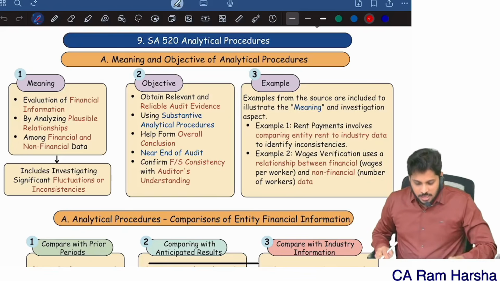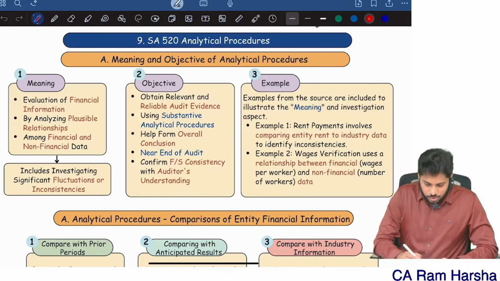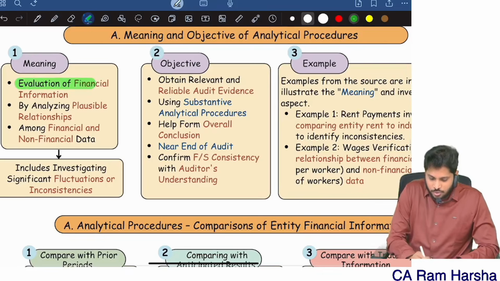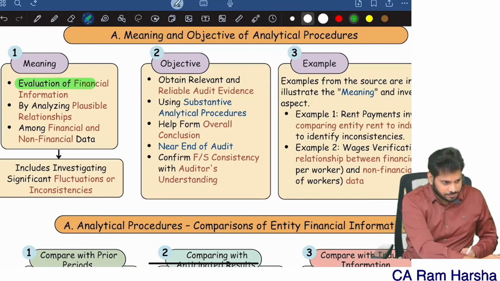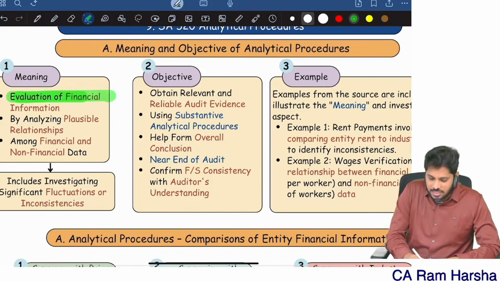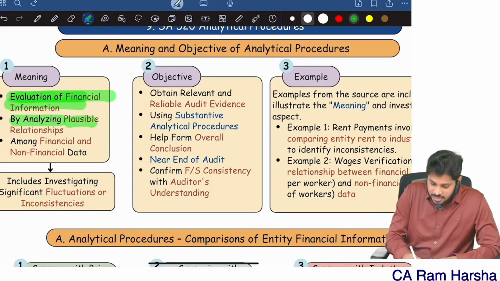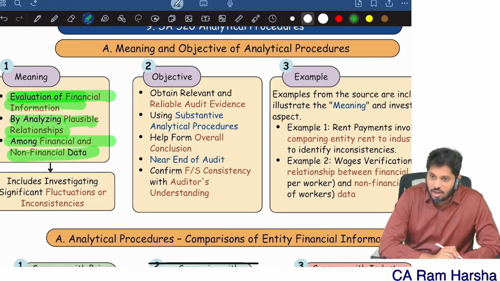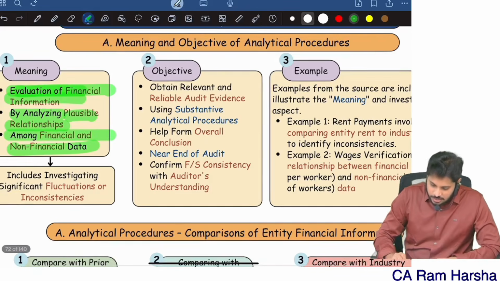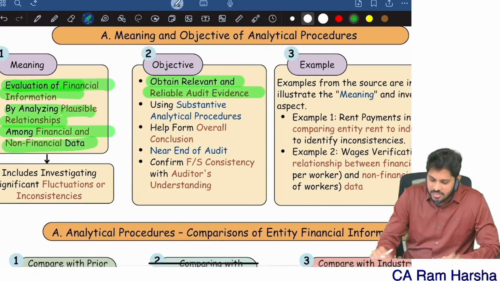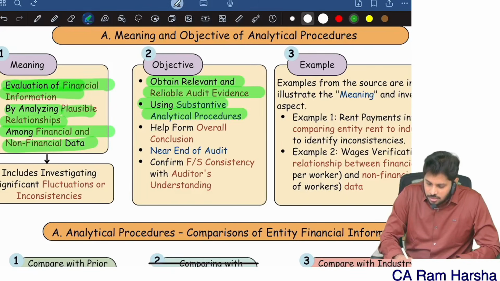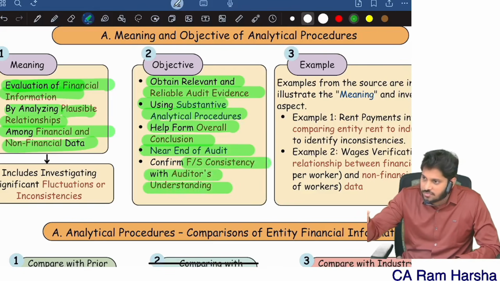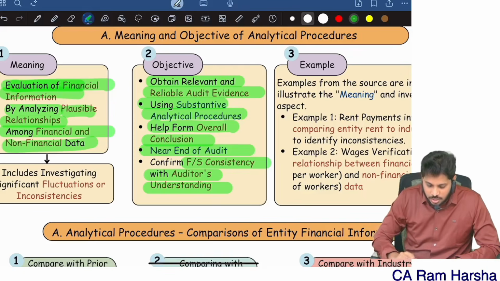Next, analytical procedure, meaning and objective. So what is the meaning of analytical procedure? You evaluate financial information by analyzing relationships between financial and non-financial data. That's the meaning, correct? Then what is the objective? To obviously get evidence, and to use substantive analytical procedures to form overall conclusions at the end of the audit. Whether the financial statements are consistent with the auditor's understanding of the entity, to know that, analytical procedures are performed.